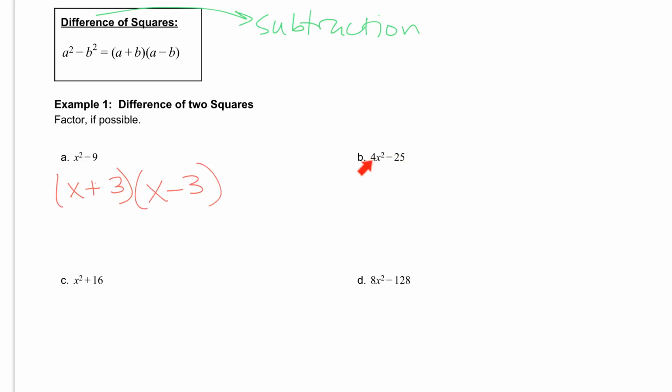Well, 4 is a perfect square. It comes from 2 times 2. x, again, is a perfect square. It comes from x times x. And 25 is a perfect square. It comes from 5 times 5. So we can factor this. Remember, 4x squared is coming from 2x times 2x. And 25 is coming from 5 times 5. And we just need opposite signs to factor that.